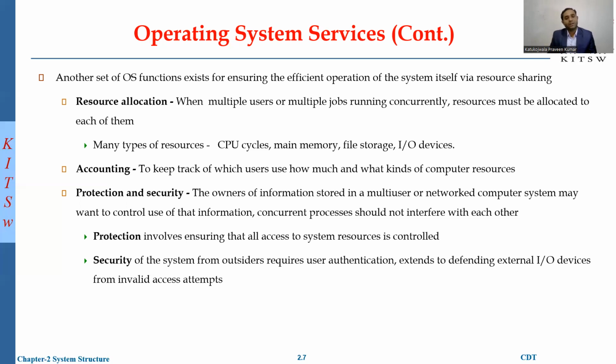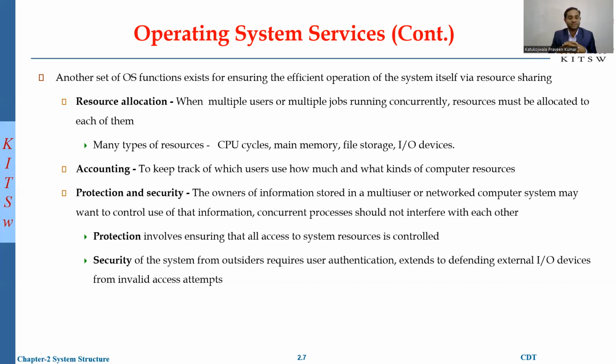Accounting, to keep track of which users use how much and what kind of computer resources. If you are allocating different resources to different jobs, then whenever you allocate to a particular process, it must be accountable. That means it must maintain a table showing that such and such process has utilized such and such resources. For example, process 1 has utilized the printer. Accounting management must take care of that.